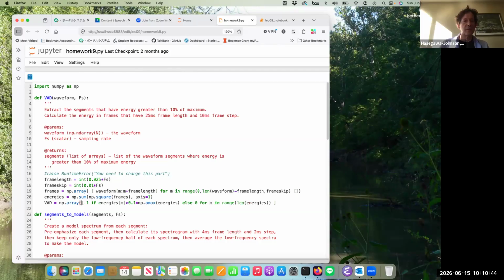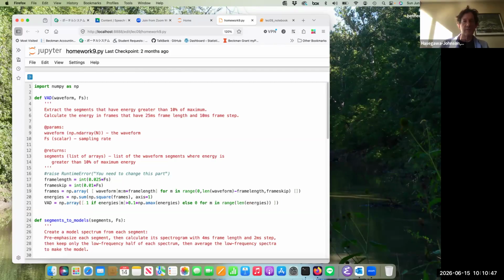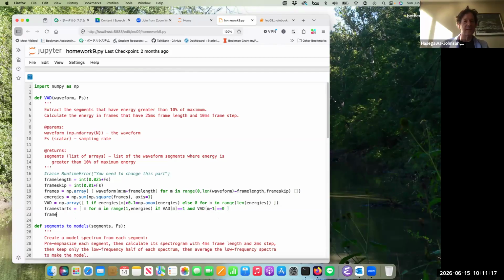And then what I want to do is find where the frames start. And that'll be the places where M, for M in the range of the energies, let's say from 1 to energies, if VAD of M is equal to 1 and VAD of M minus 1 is equal to 0, and the frame ends will be M for M in range of 1 to energies, if VAD of M is equal to 0 and VAD of M minus 1 is equal to 1.